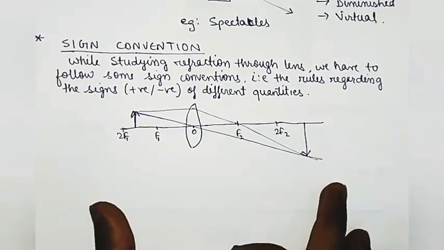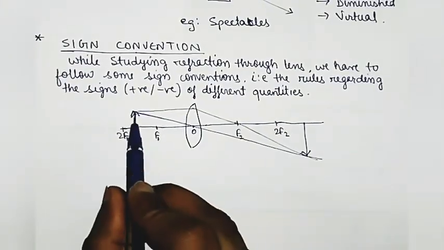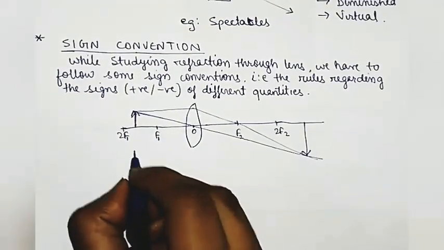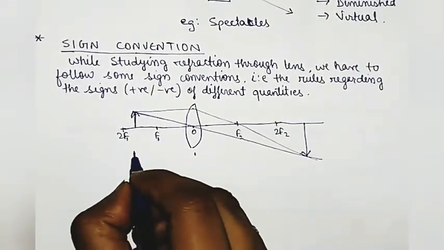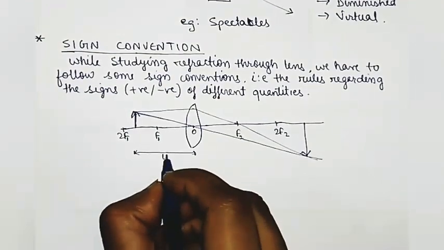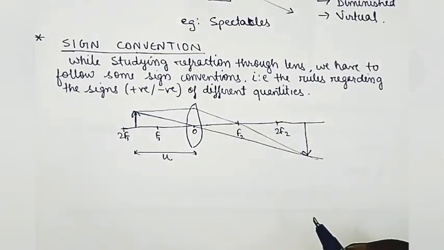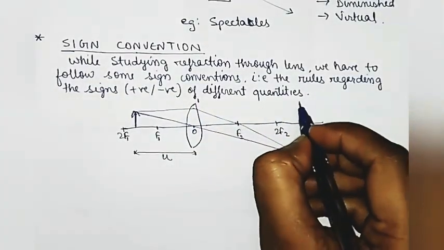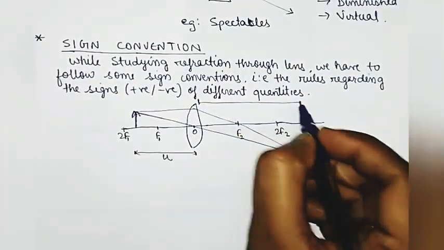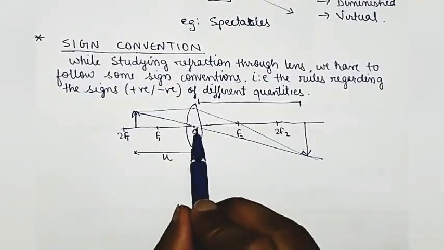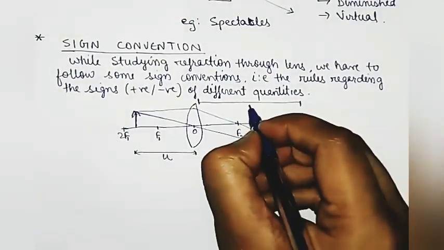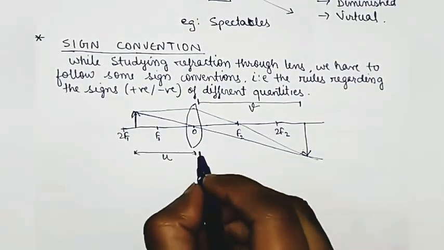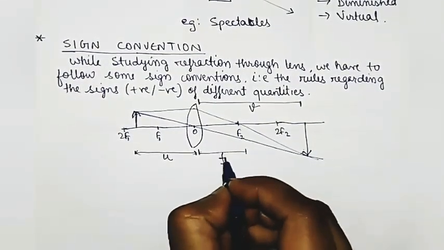Now in this whole thing, the distance between the object and the optical center, from here to here, is the object distance, which is denoted by u. And the distance between the image and the optical center is denoted by v. And this is the focus. The distance between the optical center and the focus is the focal length.